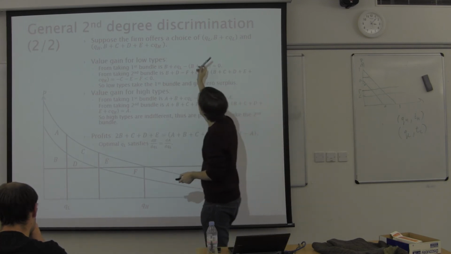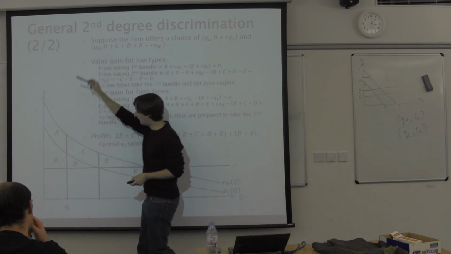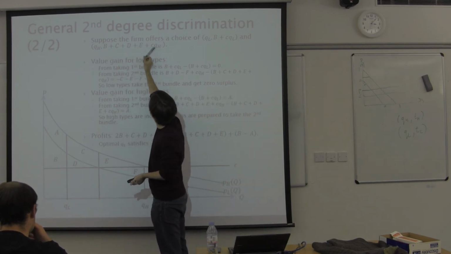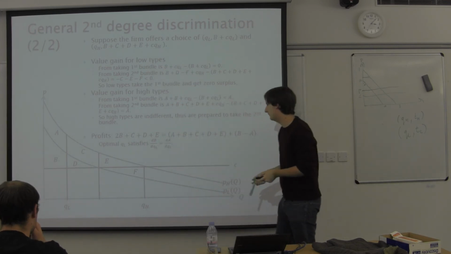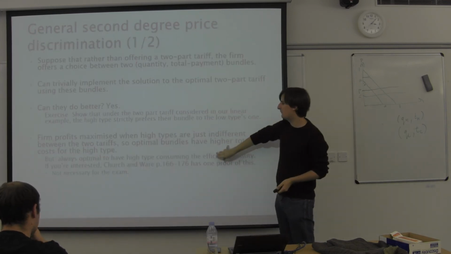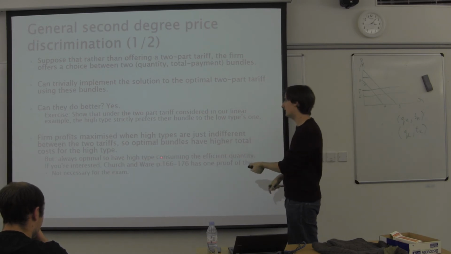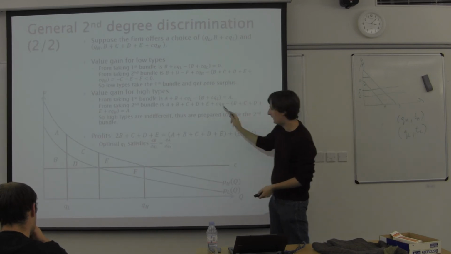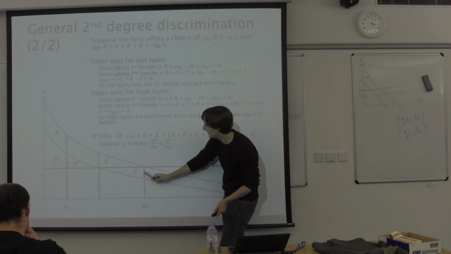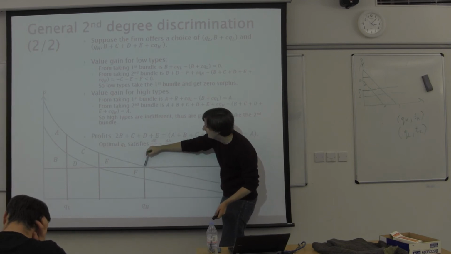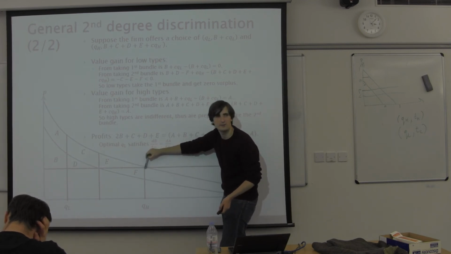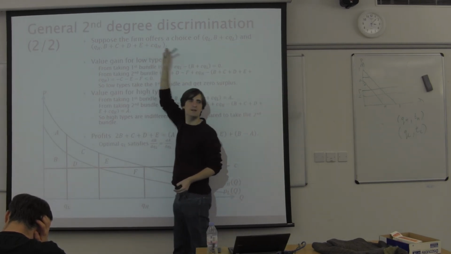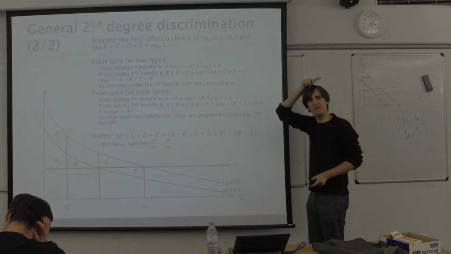So you either get that, or you get a total quantity of QH over here, and you pay a total payment of B plus C plus D plus E plus CQH. We remember there's this proof in Church and Ware that high value types have to consume the efficient quantity, which is where their demand curve intersects marginal costs. So if the high value types prefer this bundle, they will be consuming the efficient quantity.